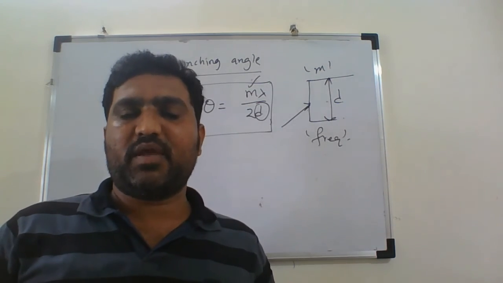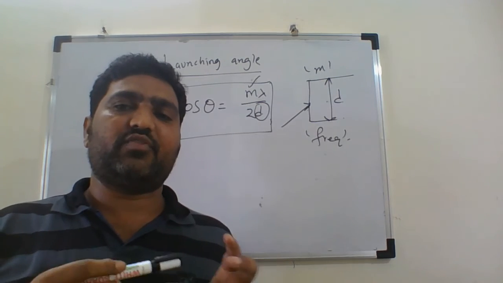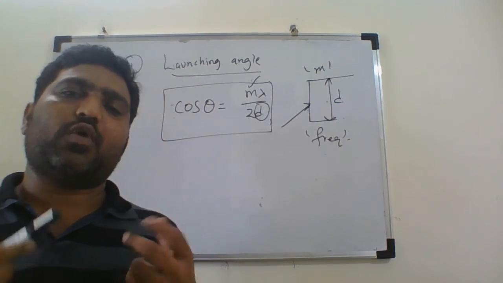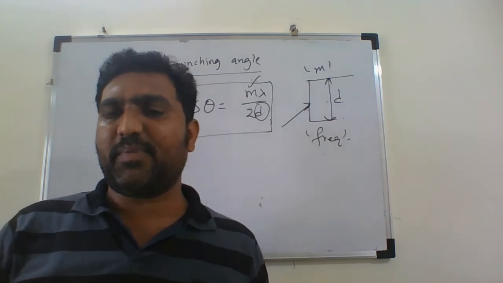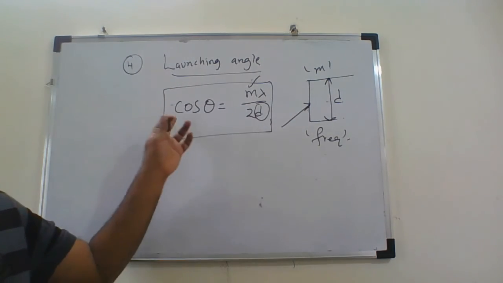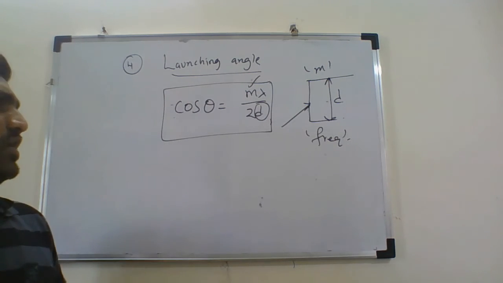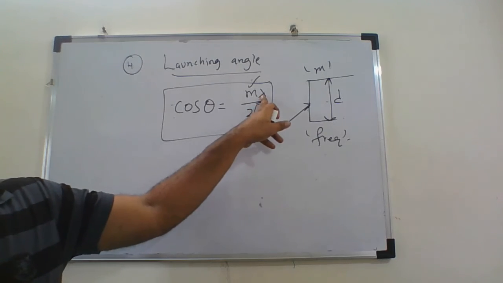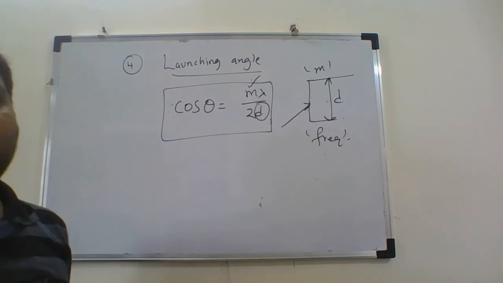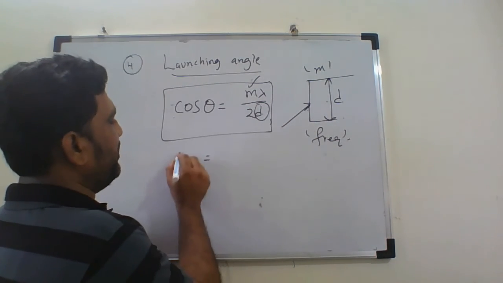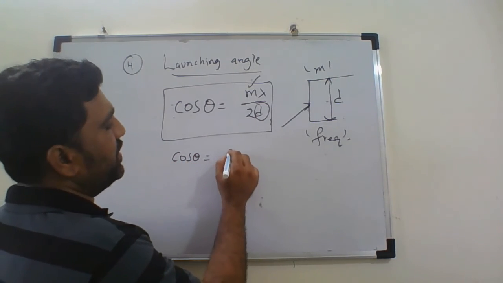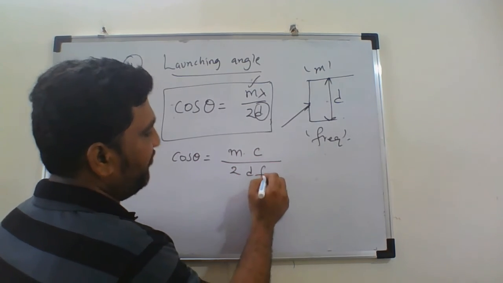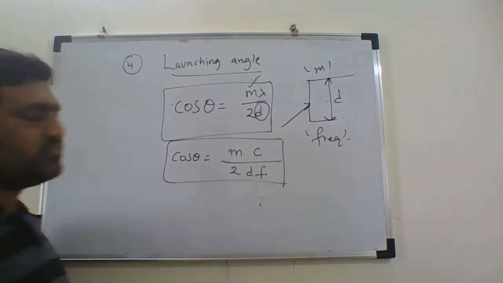For example, if m equal to 2, the second order TM2 wave or TE2 wave has to propagate through a waveguide. What is the launching angle we have to use? It depends upon the launching angle, which is cos theta equal to m lambda by 2d. Here lambda is the wavelength of the signal. In terms of frequency we can write cos theta equal to m into lambda, with lambda written as c by f, so m c by 2df.